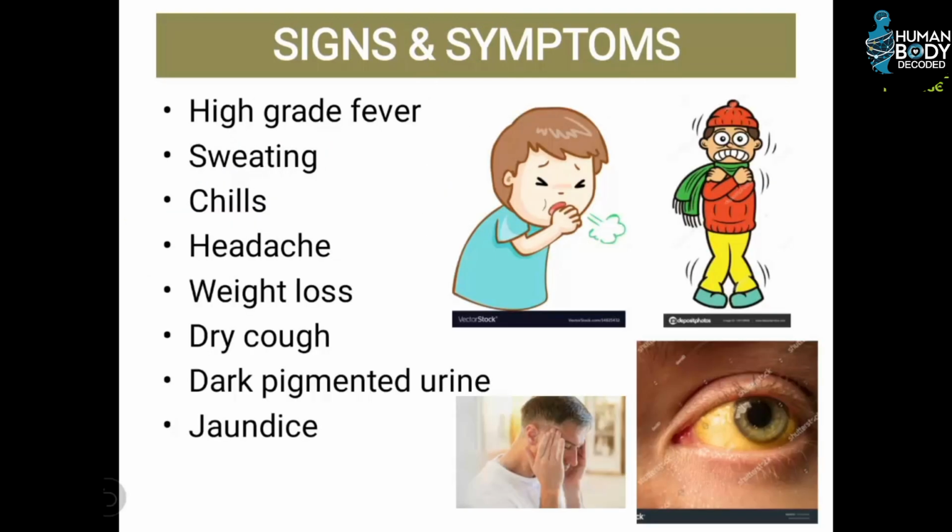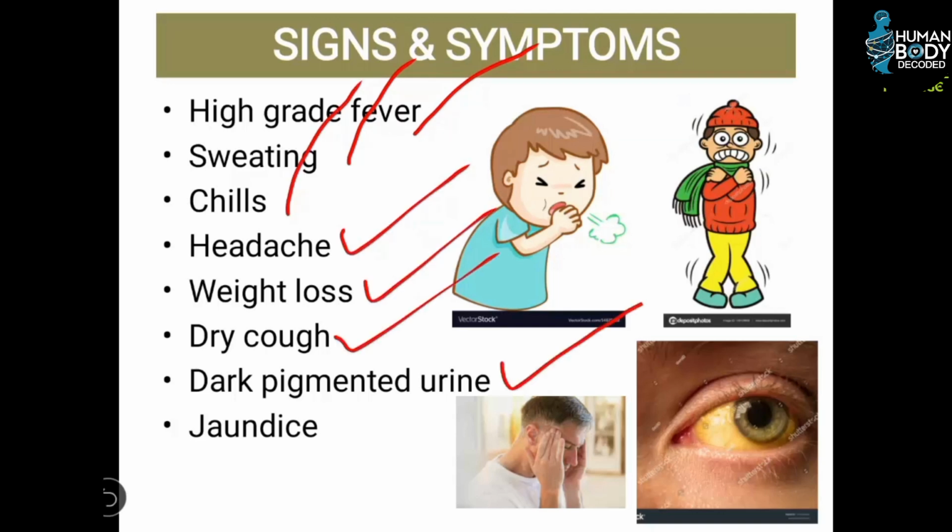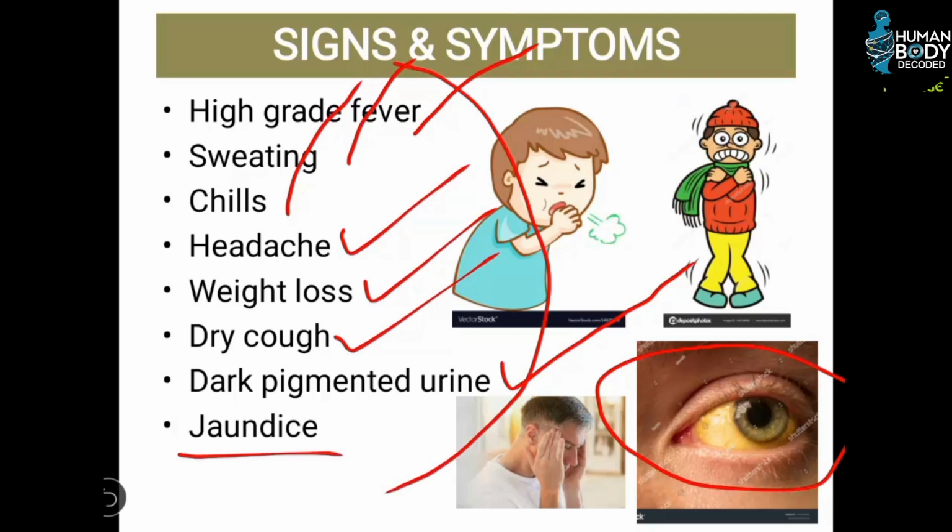Signs and symptoms of malaria. Common symptoms include high fever with chills, sweating and headaches, weight loss, dark urine. Jaundice, it is the yellowing of the skin and eyes. If these symptoms are present, malaria should be suspected.